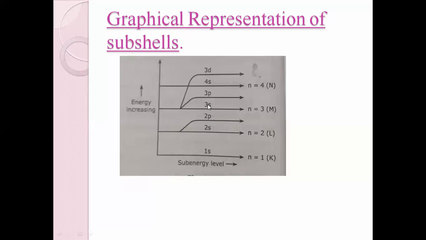Now, if you see over here, the 2s has lesser energy in comparison to the 2p. Similarly, 3s has lesser energy in comparison to 3p, but the 4s subshell has lesser energy in comparison to the 3d subshell of the third main shell. So as size increases, energy also increases.